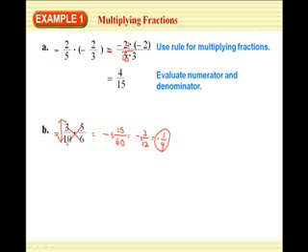So you can look at the 3 and the 10. There's nothing that goes into 3 and 10. There's nothing that goes into 5 and 6. But look at the 3 and the 6. You say, hey, 3 can go into both of those. So you take it. Let me erase my marks that I made there.